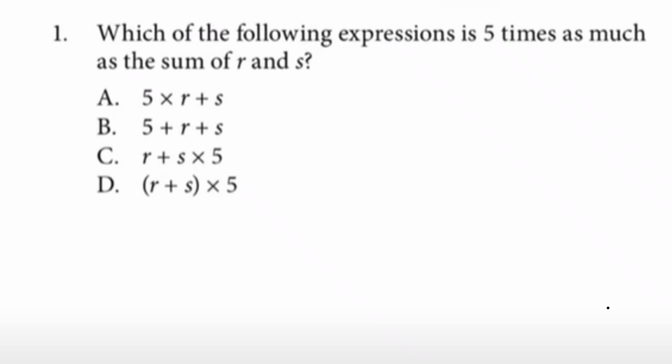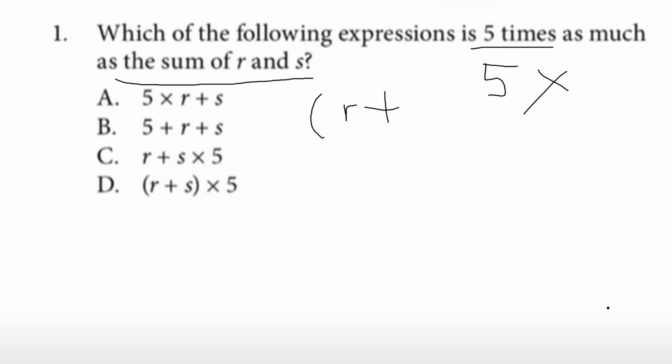So first thing I notice is it's asking me 5 times. So that tells me that it's going to be something with 5x in there. And then it says the sum of R and S. Whenever I see the sum of R and S, I usually think about putting a parentheses around it because that means that there may be some multiplication or division involved after you find the sum or before you find the sum. So when you see that, you just have your R, and the sum means that there's addition. So R plus S.